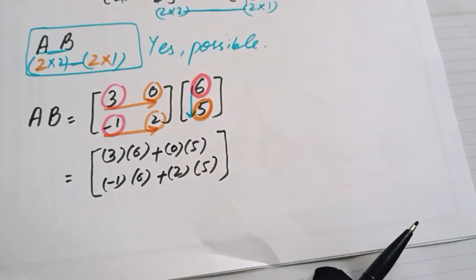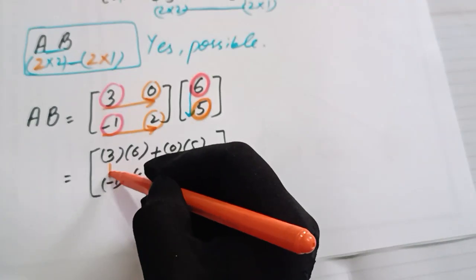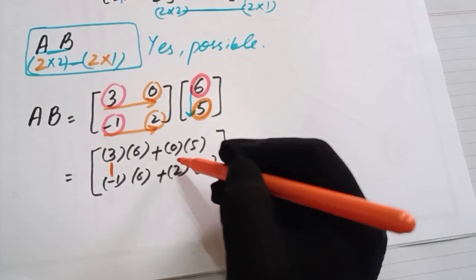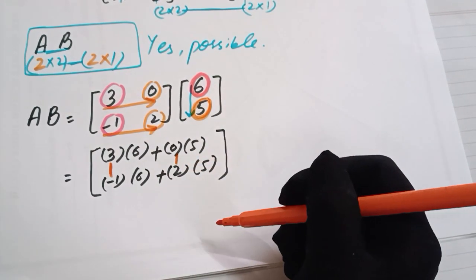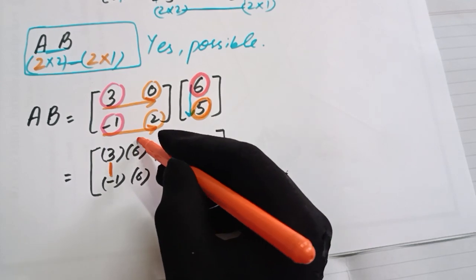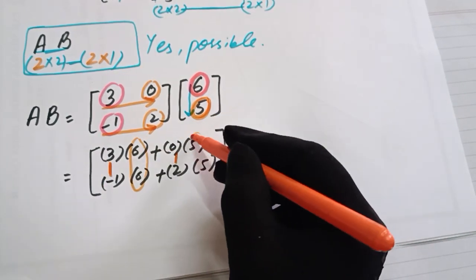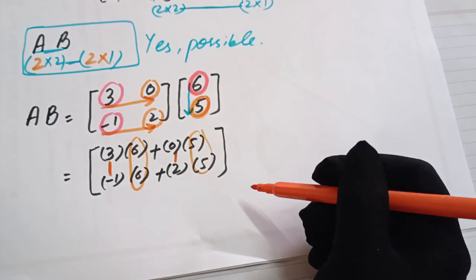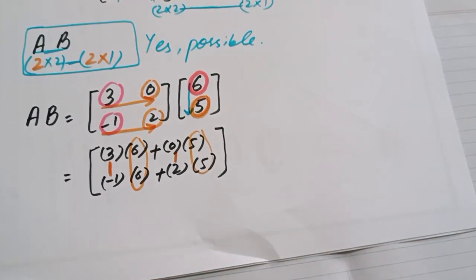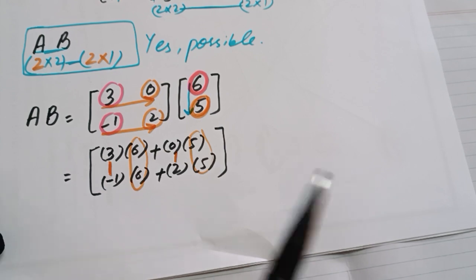Now please check whether you put your elements properly or not. The first column will be written here, the second column will be the same here. The first element, they both will be first element. The second element, they both will have second element. You can check whether your multiplication step is okay or there is a mistake, so you can cross check your step.